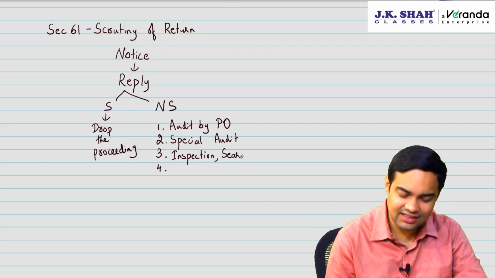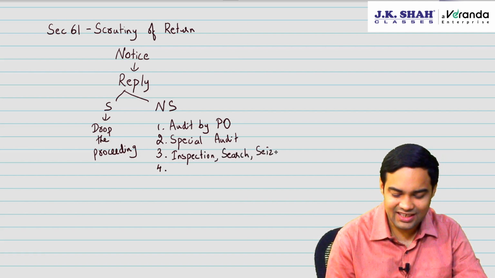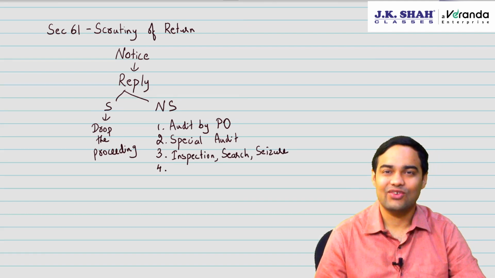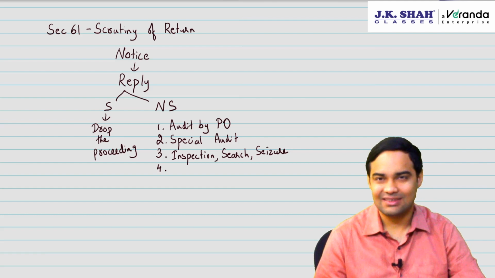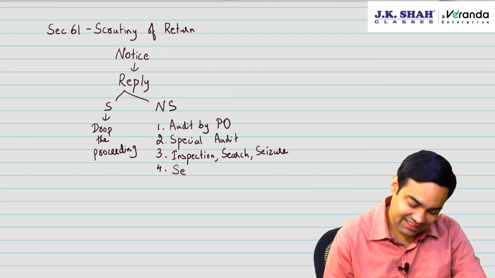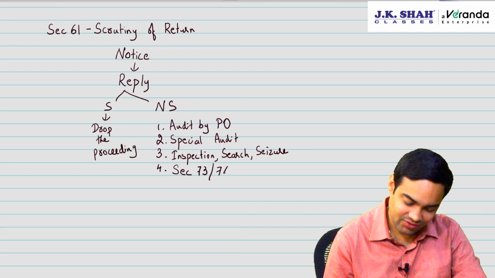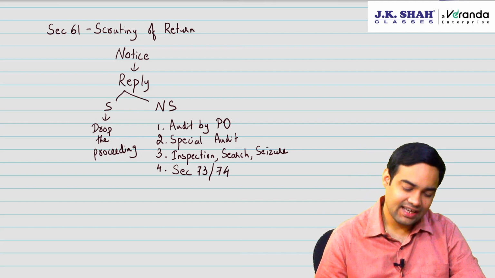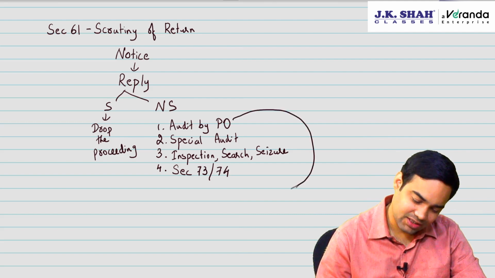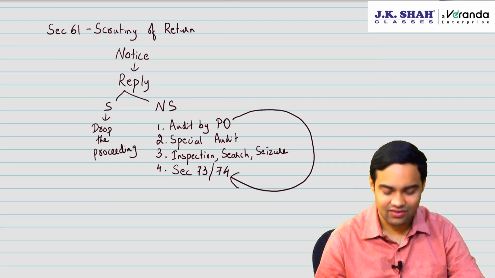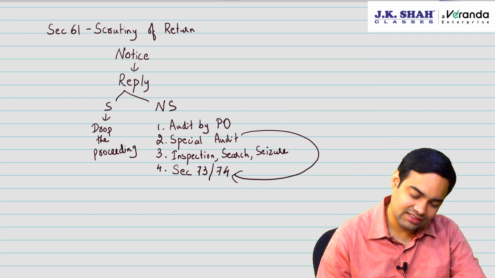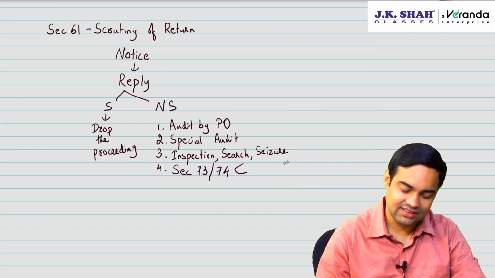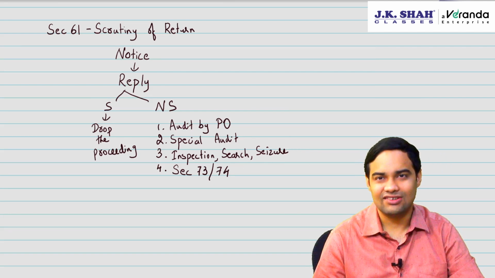Search and seizure are done only in rare cases where there's too much tax evasion. Then in that case search and seizure provisions will be applied, and then a section 73 or 74 notice can be issued. In fact, when audit is done, if some discrepancy is found, then 73, 74 only applies. Special audit done, some discrepancy is found, 73, 74. Inspection, search, seizure, 73, 74. So all roads anyways lead to 73, 74.